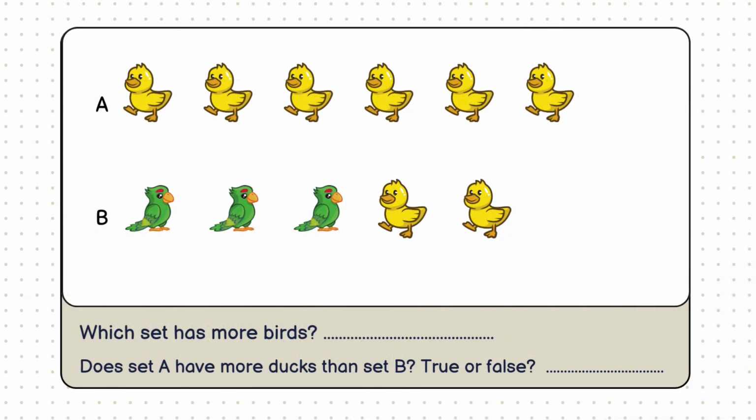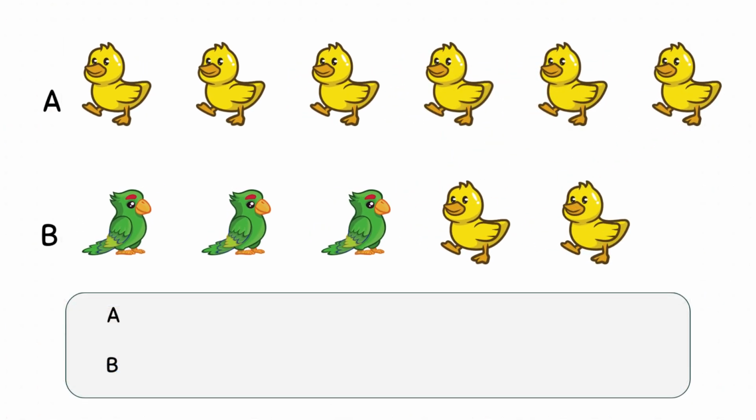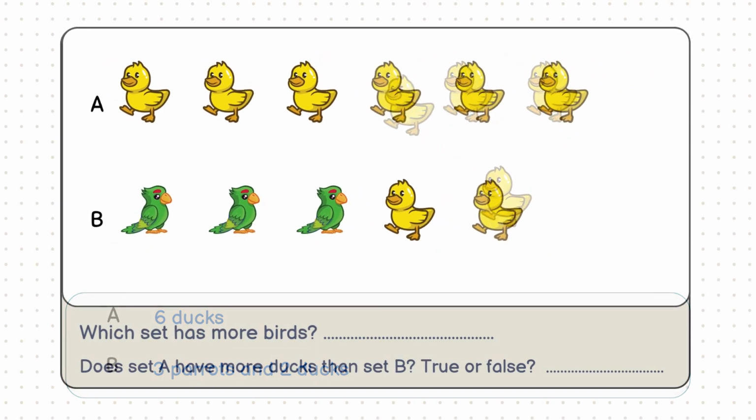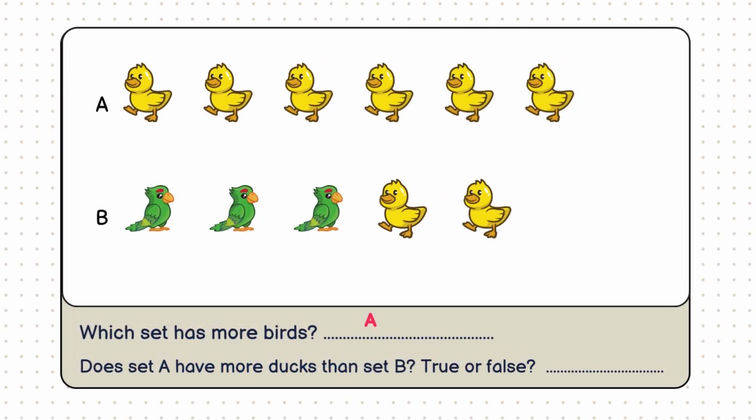Take a look at these two sets of birds. Set A has only ducks, while set B has parrots and ducks. First question, which set has more birds? Let's count them. When we compare, we can see that set A has 6 ducks, and set B has 5 birds in total, 3 parrots and 2 ducks. So, which set has more birds? That's right. Set A has more birds because 6 is greater than 5.